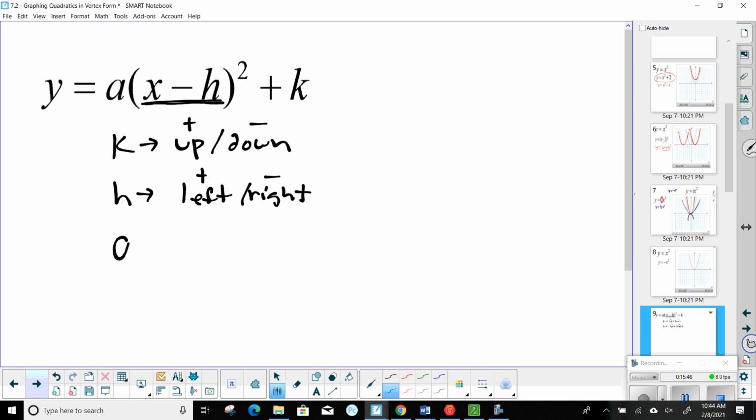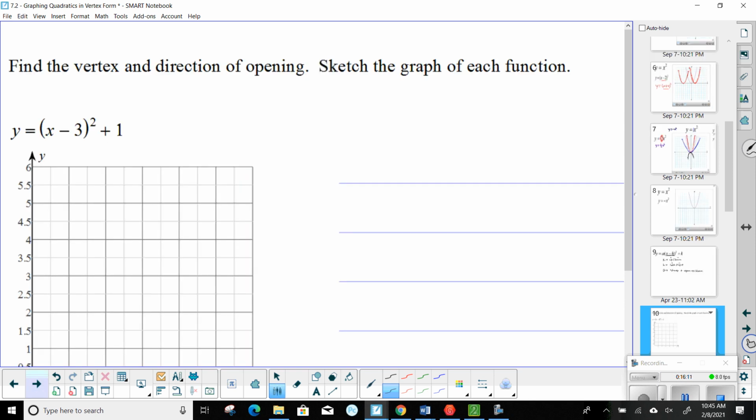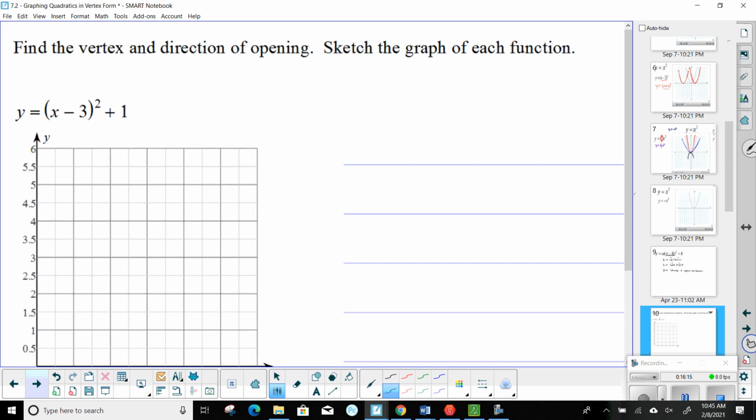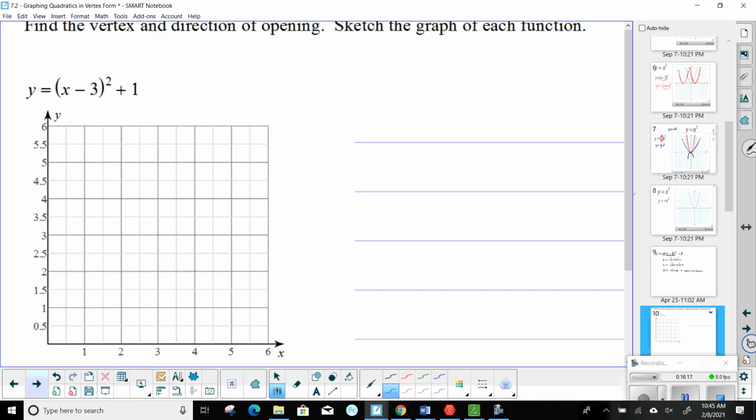And then a controls how steep the graph is, and it also controls whether it opens up or down. Right? Positive up, negative, it opens down. So these are exactly the same as the absolute value. The only difference is instead of doing it with the V, you're now doing it with the parabola. Let's do a couple of examples. So if I give you this graph, y equals (x minus 3) squared plus 1, I want to draw a sketch of what it looks like.